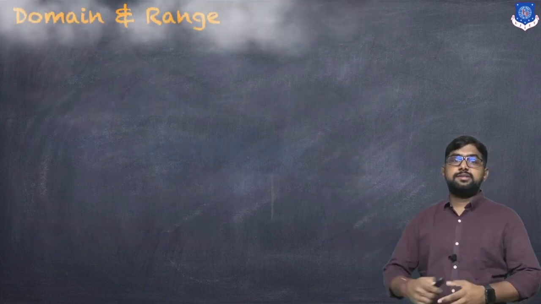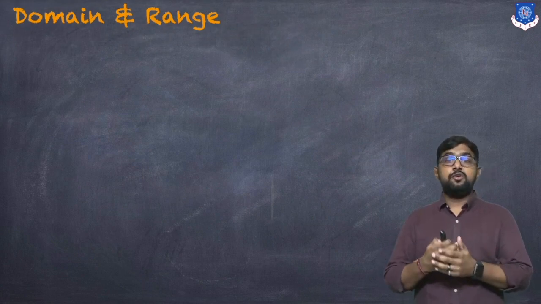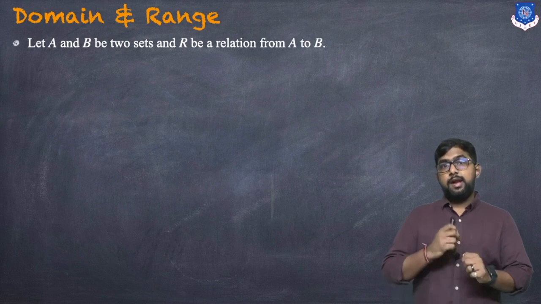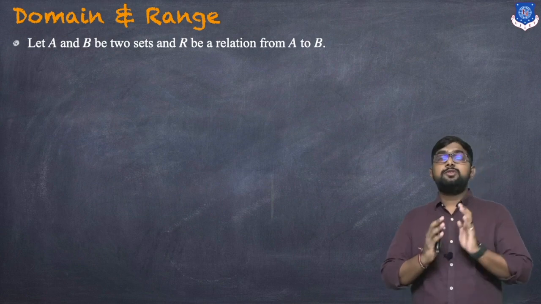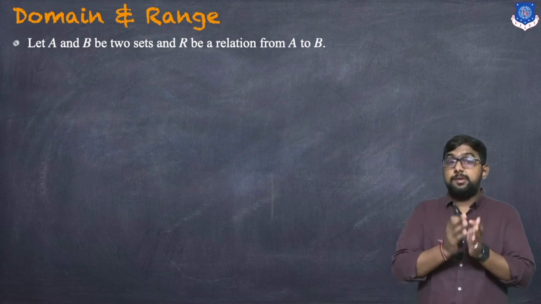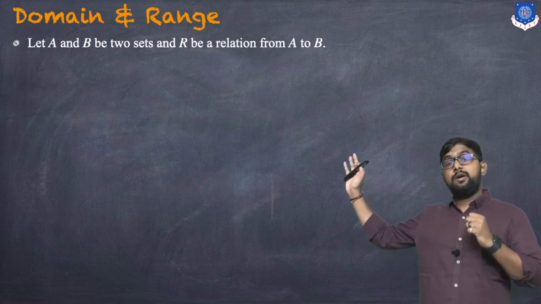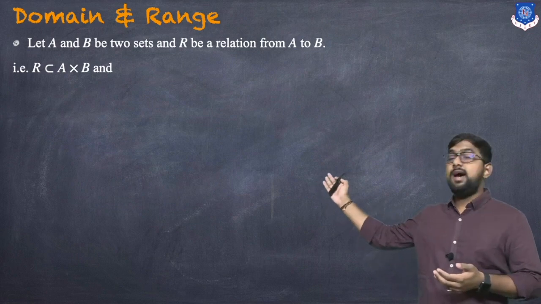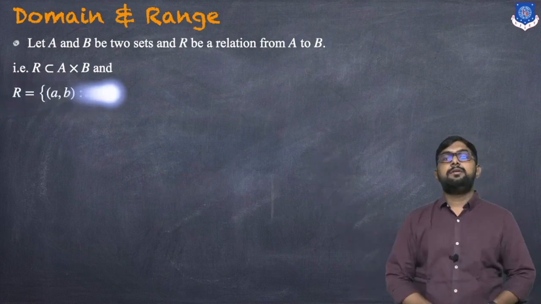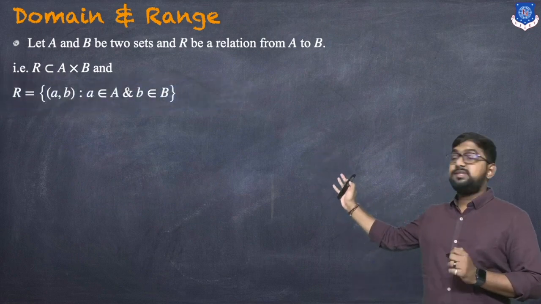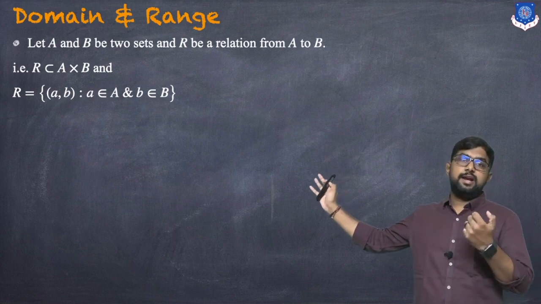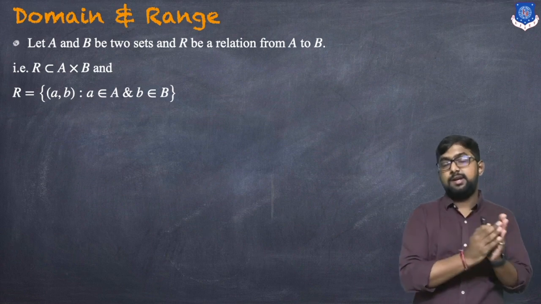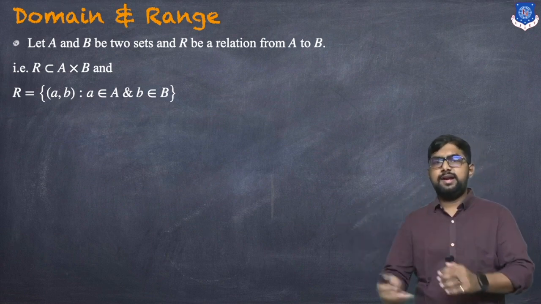Now let us discuss what is a domain and range of a relation. Let capital A and B be two sets, and R is a relation from A to B. So in a simple manner, it is a subset of the Cartesian product A cross B by the definition. Obviously R is a subset of A cross B, and R equals the set of all (a, b) such that a belongs to A and b belongs to B. That means a belongs to the left set and b belongs to the second set, or the right set.